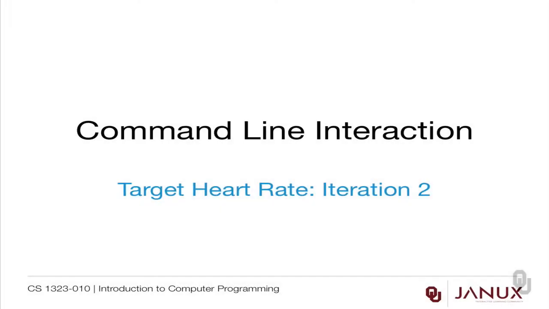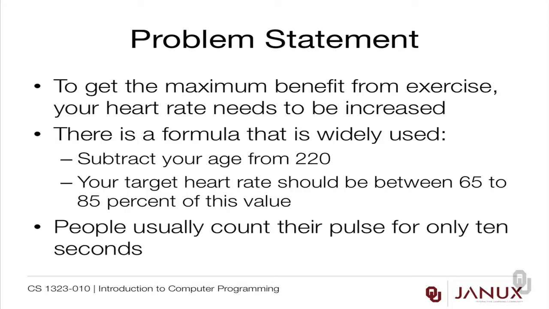Now that you've learned about command line interaction, let's use it to improve our target heart rate program. Here's the problem statement again. To get the maximum benefit from exercise, your heart rate needs to be increased. There's a formula that's widely used. Subtract your age from 220, and your target heart rate should be between 65 and 85% of this value. And we need to remember that people count their pulse, usually, for only 10 seconds.